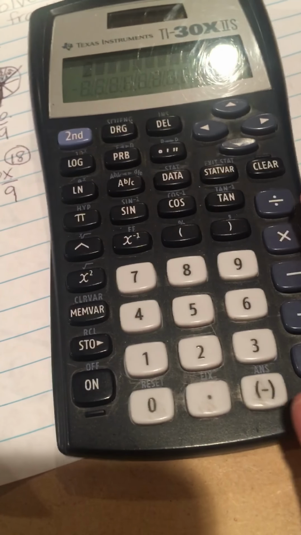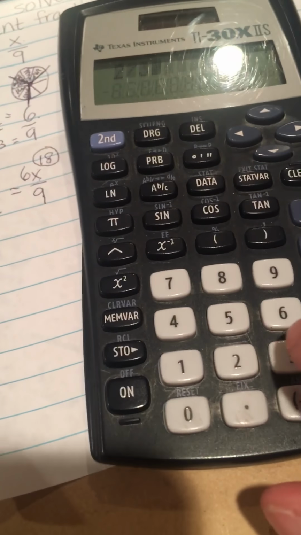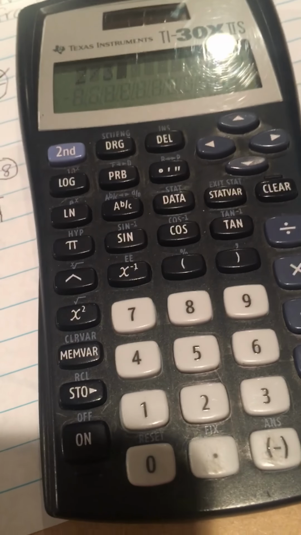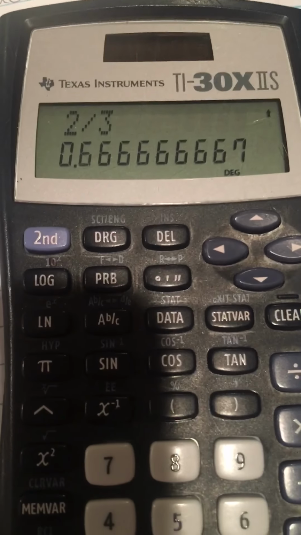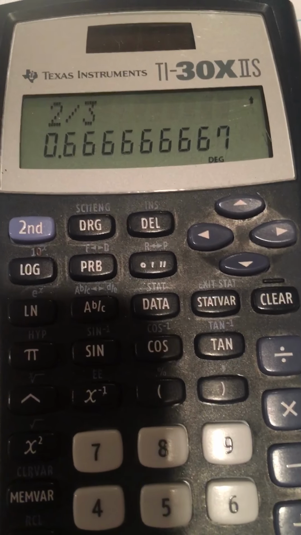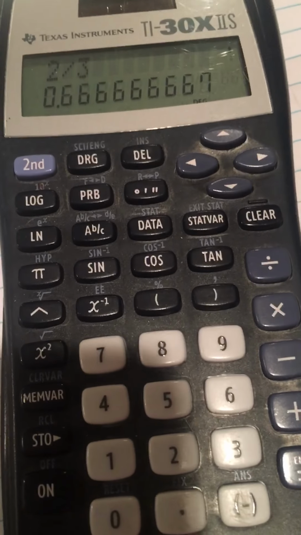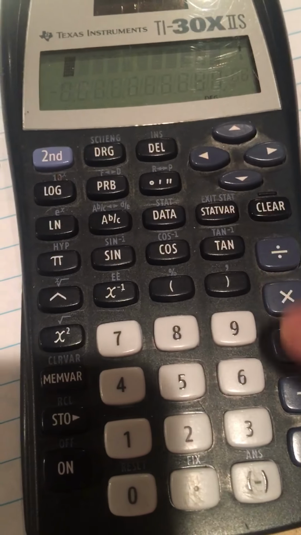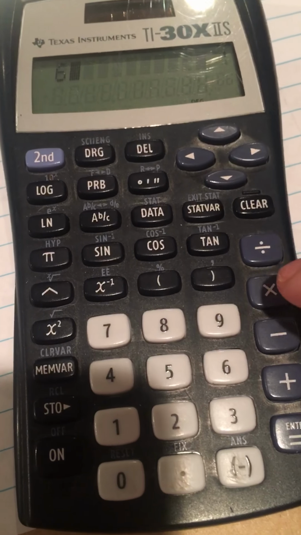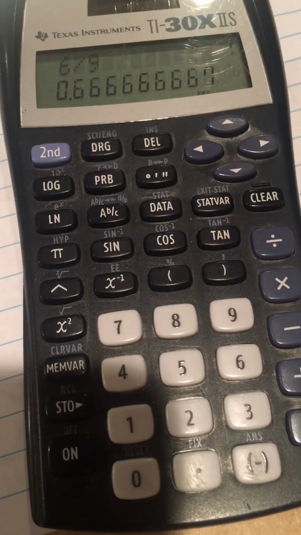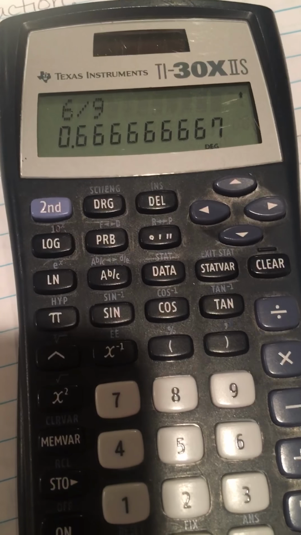A second way you can test it on the calculator is to actually do the division. So 2 divided by 3 represents that 2/3. And if I click enter, then that is the decimal it gives me. When I enter 6/9, I should get the same decimal if they are equivalent. 6 divided by 9 equals, same decimal.